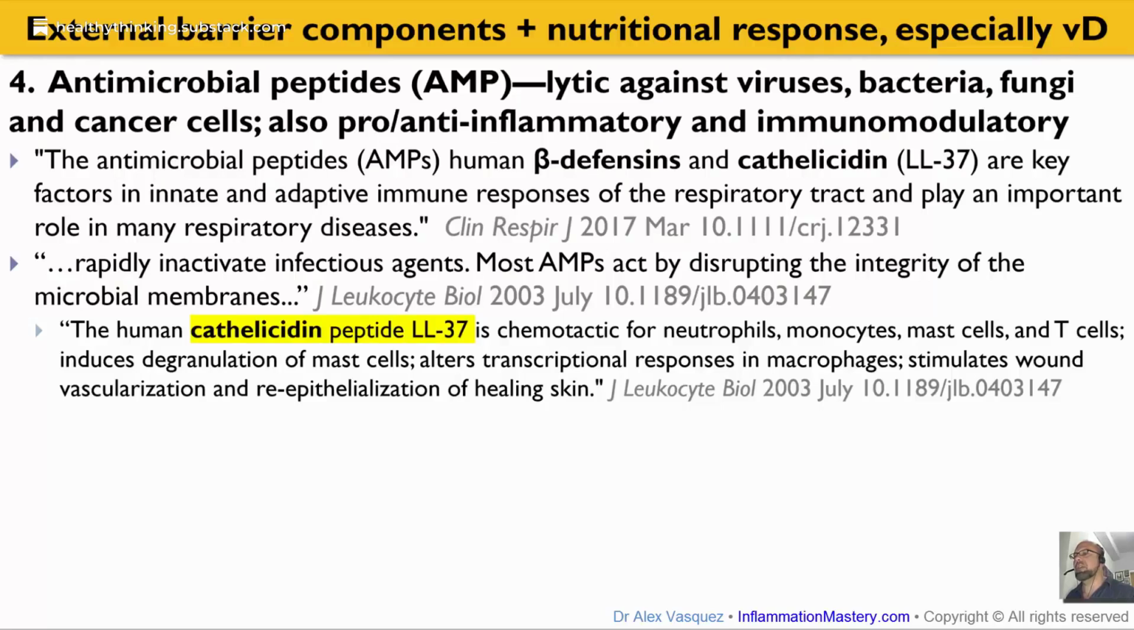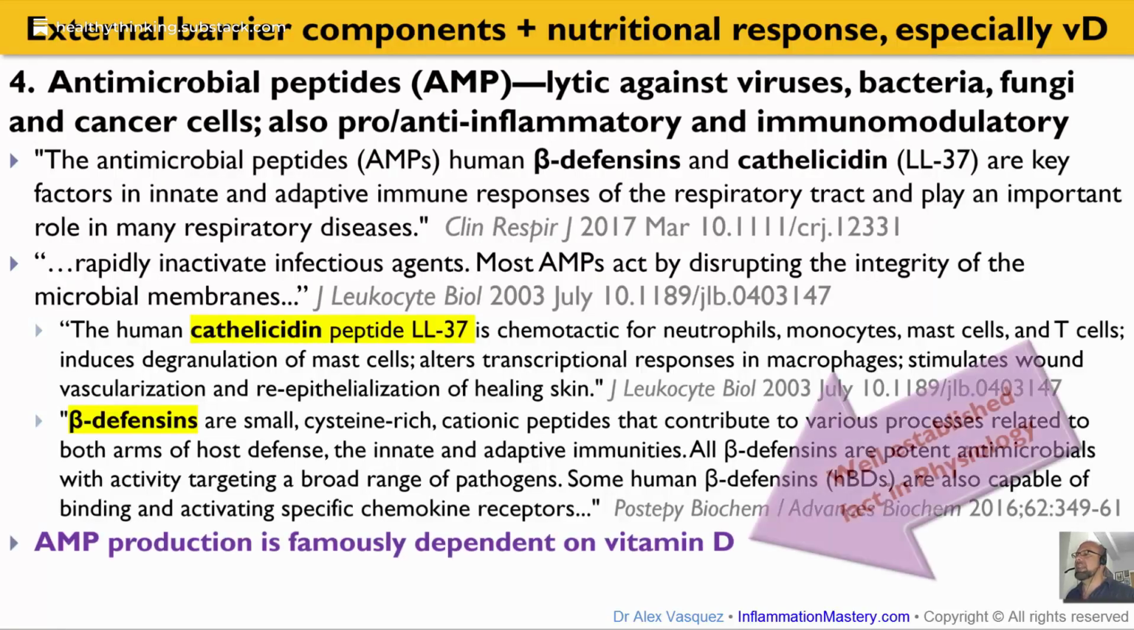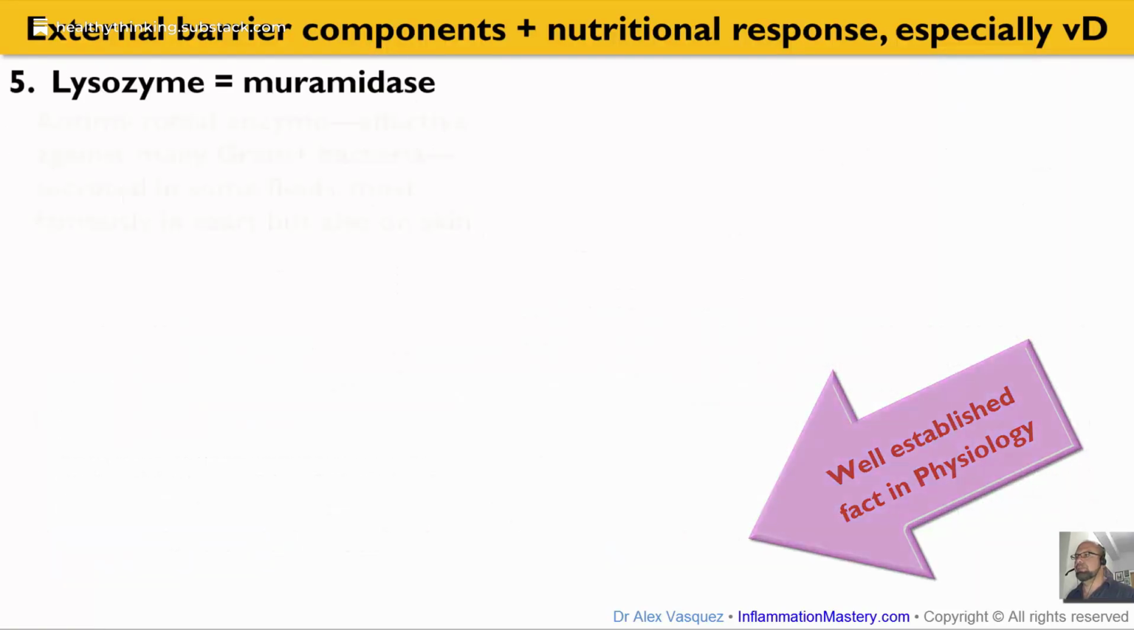That was from Journal of Leukocyte Biology 2003. Beta-defensins are small, cysteine-rich, cationic peptides that contribute to various processes related to both arms of host defense, the innate and adaptive immune systems. That's kind of an old way of looking at the immune system, I might add. All beta-defensins are potent antimicrobials with activity targeting a broad range of pathogens. Some human beta-defensins are also capable of binding and activating specific chemokine receptors. And again, what I want you to remember here is that antimicrobial peptide production is famously dependent on vitamin D.